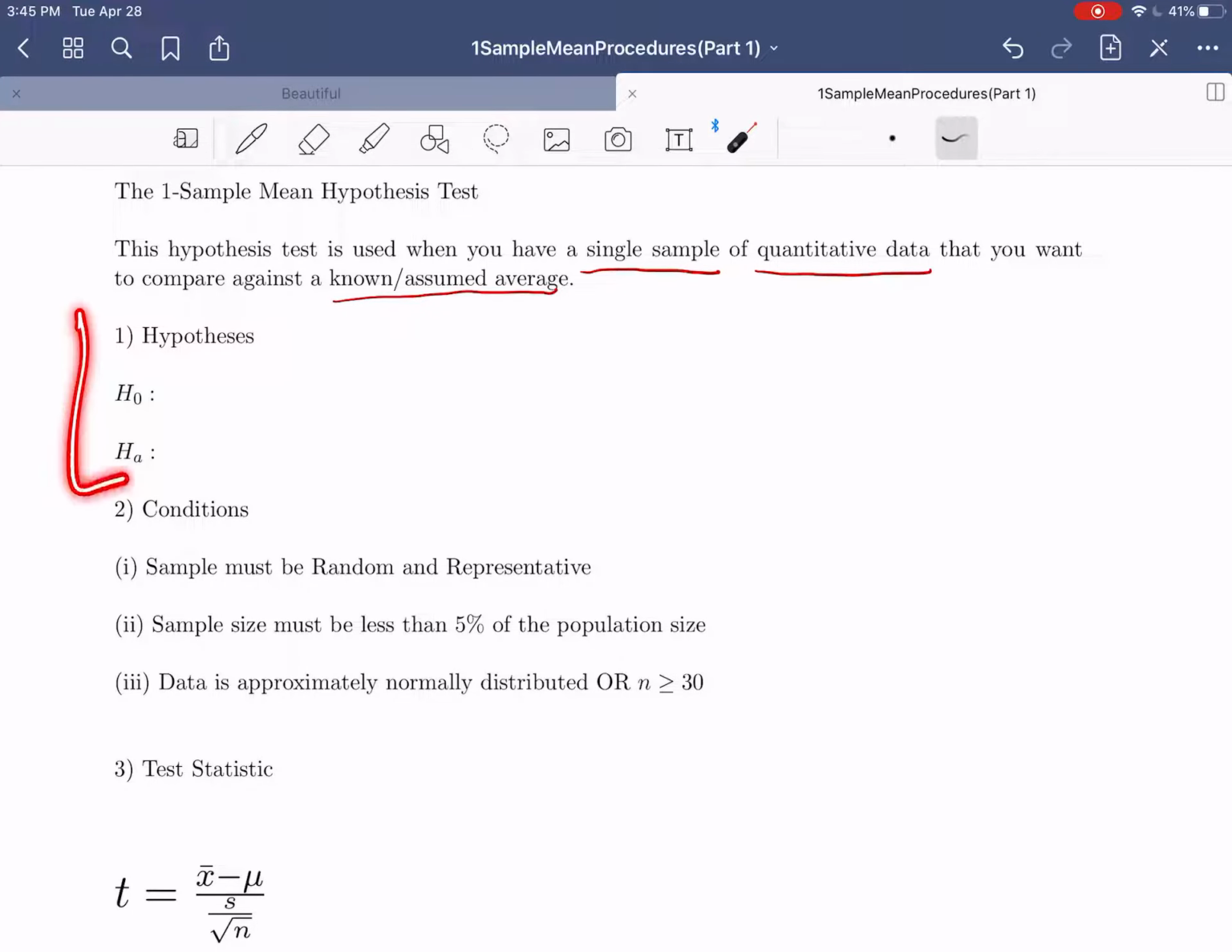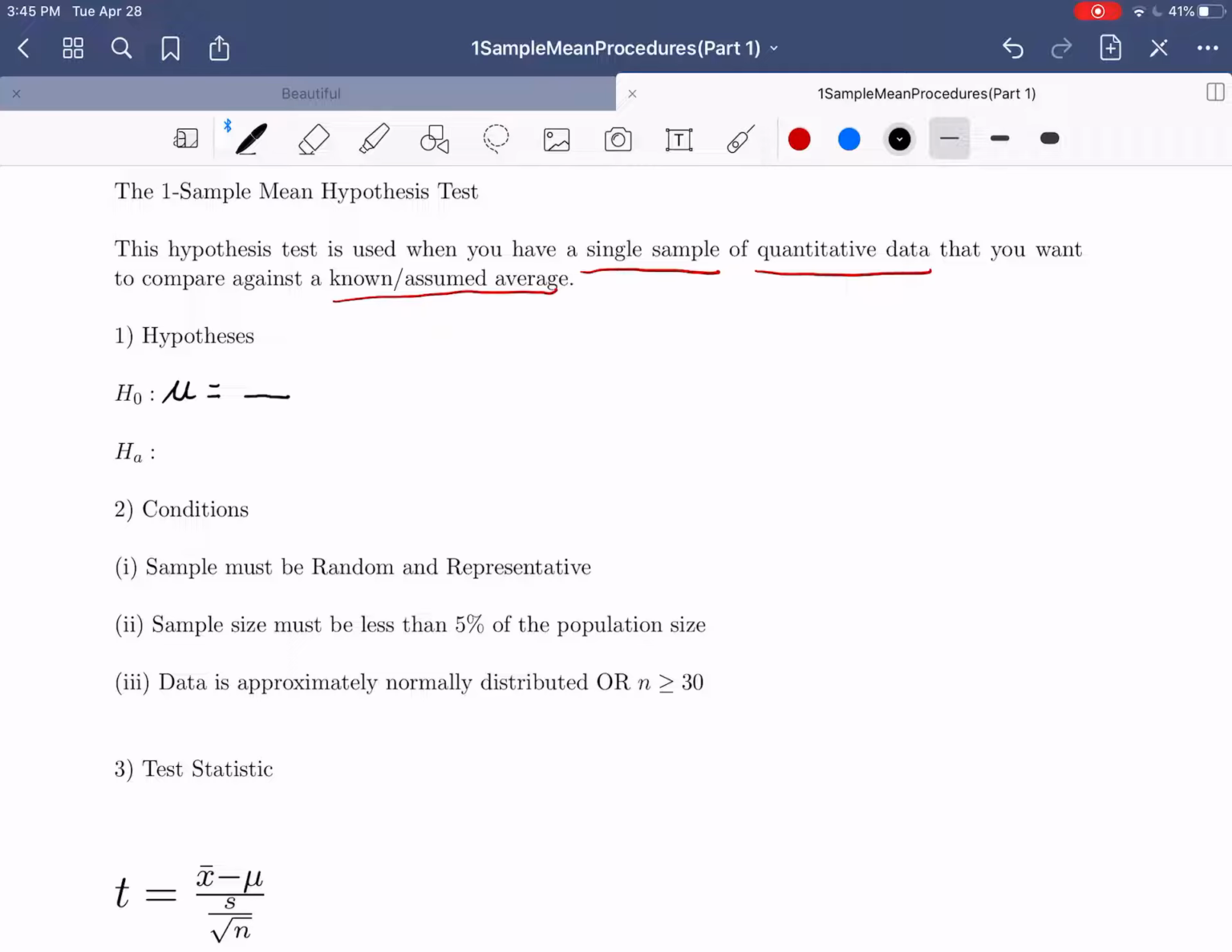So for the first step, we have to talk about the hypotheses. We know that every hypothesis test is always going to consist of a null hypothesis and an alternate. For these one sample mean hypothesis tests, we're going to write these hypotheses as follows. The null hypothesis is going to be written as mu equals some value. And it'll be up to you to figure out what value goes here. Now you can see that this value is actually matched with that known or assumed average, because what do you do in a hypothesis test? Well, your null hypothesis is what you assume to be true. So whatever that known or assumed average is, that's going to go right there for our null hypothesis.